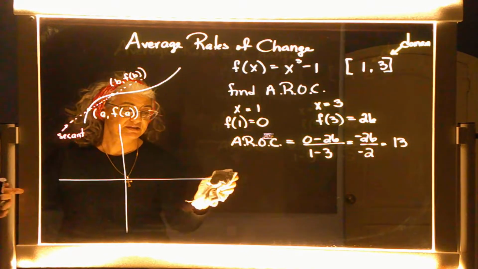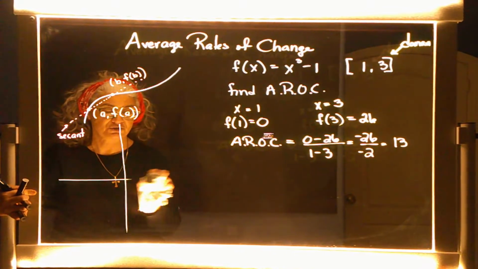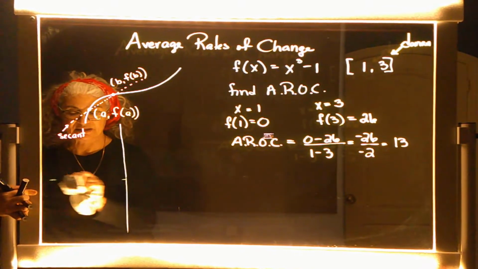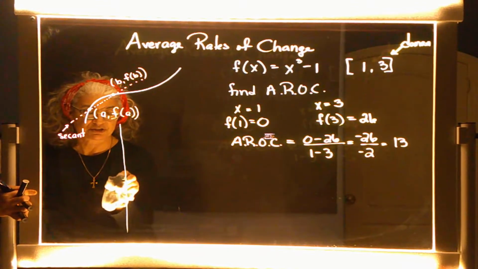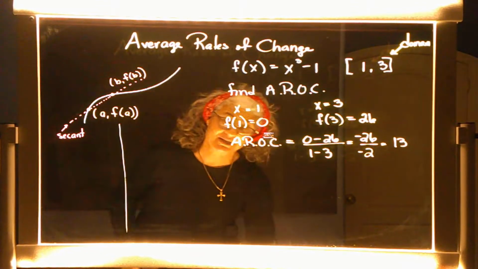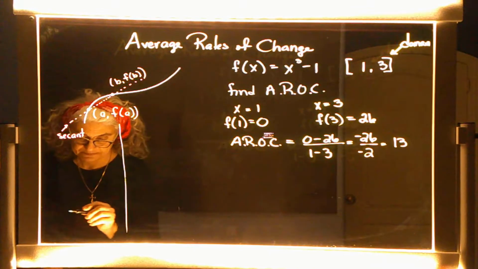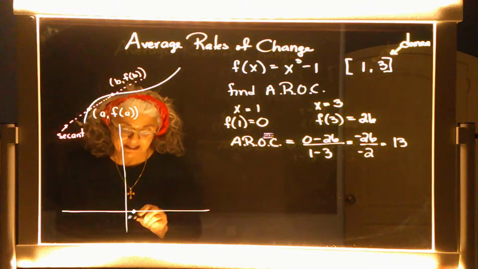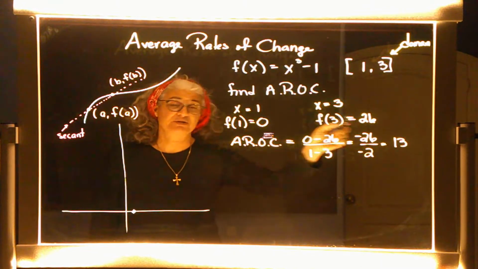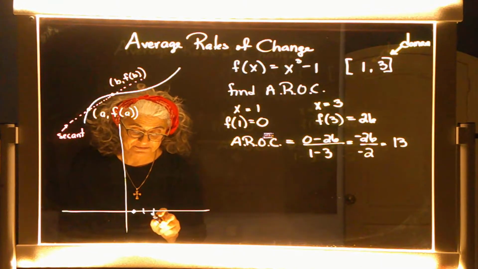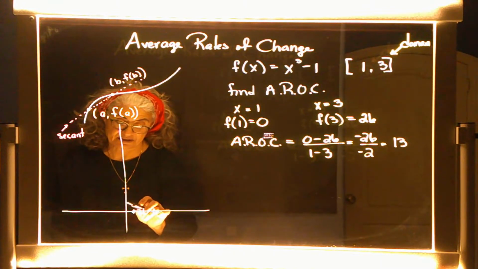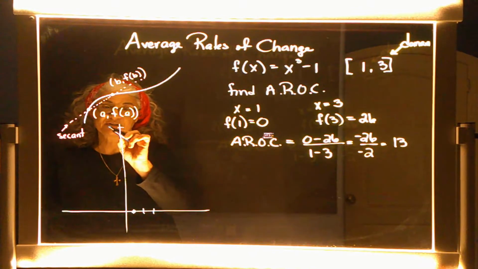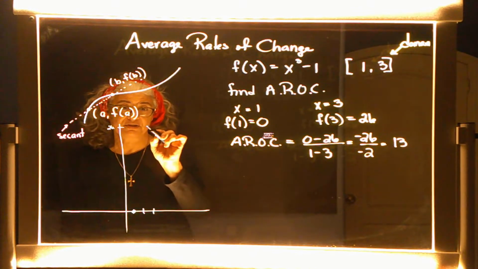Sorry, my brain is trying to give myself a little bit more room to work to show you. So I'm moving my x-axis. So 1, 0. And the other point is 3, 26, isn't it? All right, so let's see. All right, let's just say 26 is up here. 3, 26.